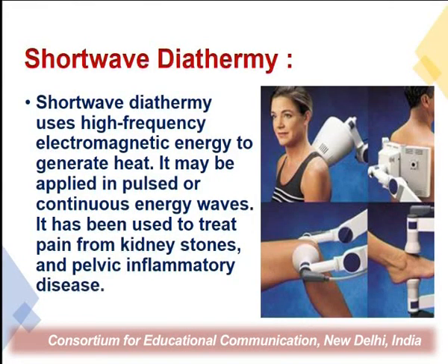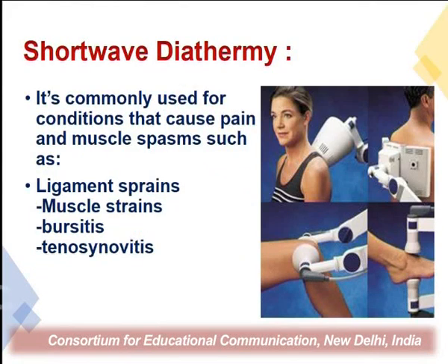So, the first one is the short wave diathermy. Short wave diathermy uses high frequency electromagnetic energy to generate heat. It may be applied in pulsed or continuous energy waves. It has been used to treat pain from kidney stones and pelvic inflammation diseases. So, short wave diathermy is commonly used for conditions that cause pain and muscle spasm such as ligament sprain, muscle strain, bursitis and tenosynovitis.